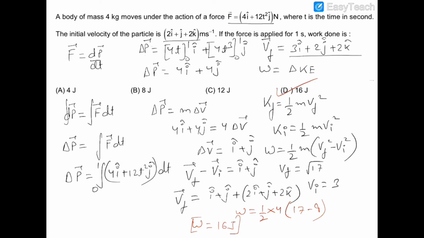So in these kinds of questions in which we are given a force which is dependent on the time, we need to find out F dt, and that F dt will give us the change in momentum, and we need to find out the final momentum, and the final momentum will give us the final velocity, and we know that the work done is equal to change in kinetic energy. So we will put the values in the equation that W is equal to K final minus K initial. So this is the method to solve these kinds of questions. Now I move on to the next question.